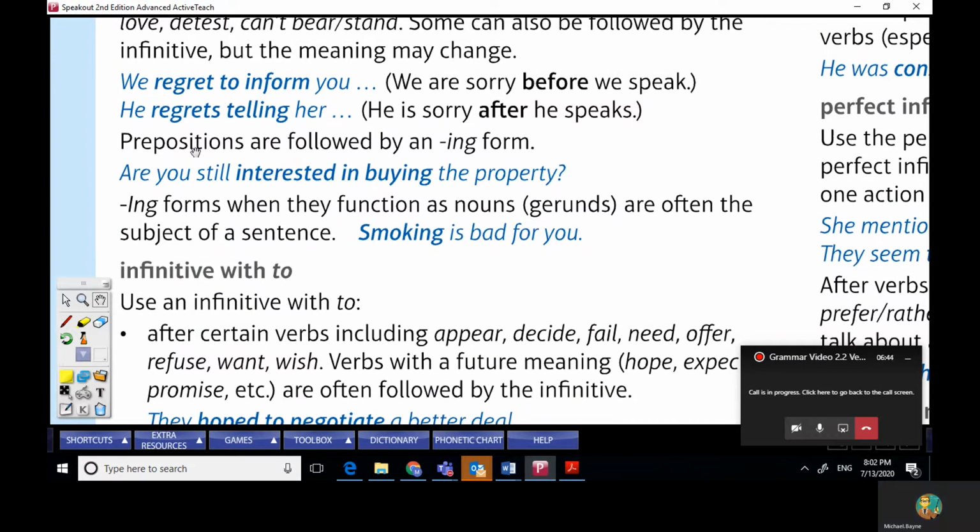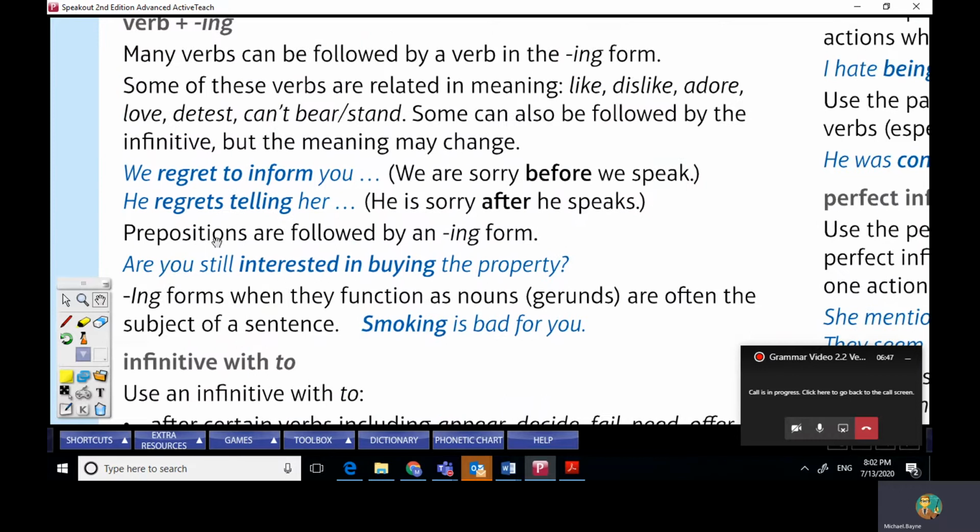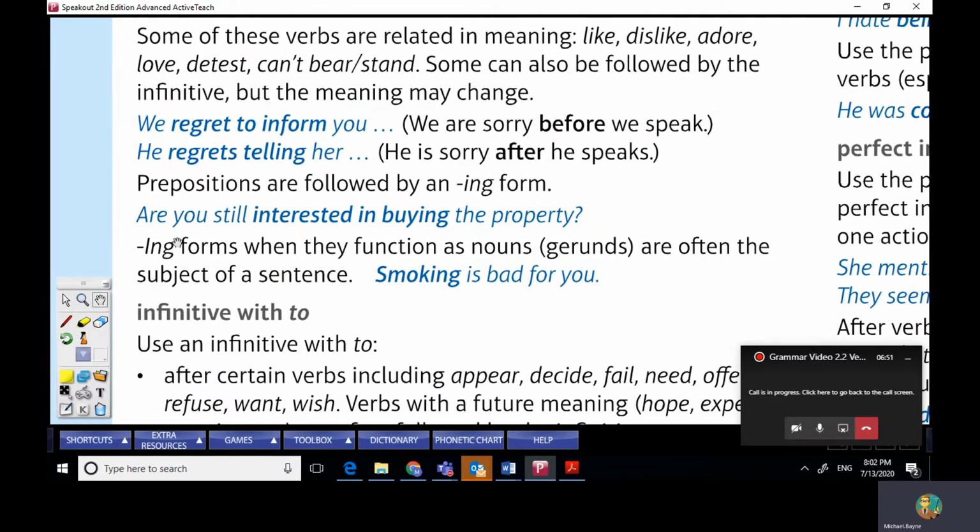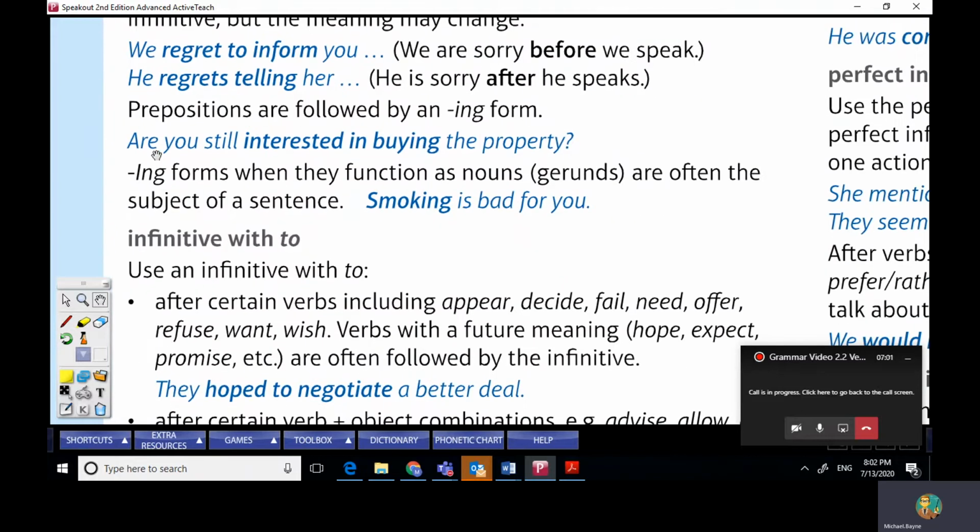Some verbs will take a preposition after them and then the ing. That makes it even more confusing. Here we have, are you still interested in buying the property? So we have interested plus this preposition in plus ing.